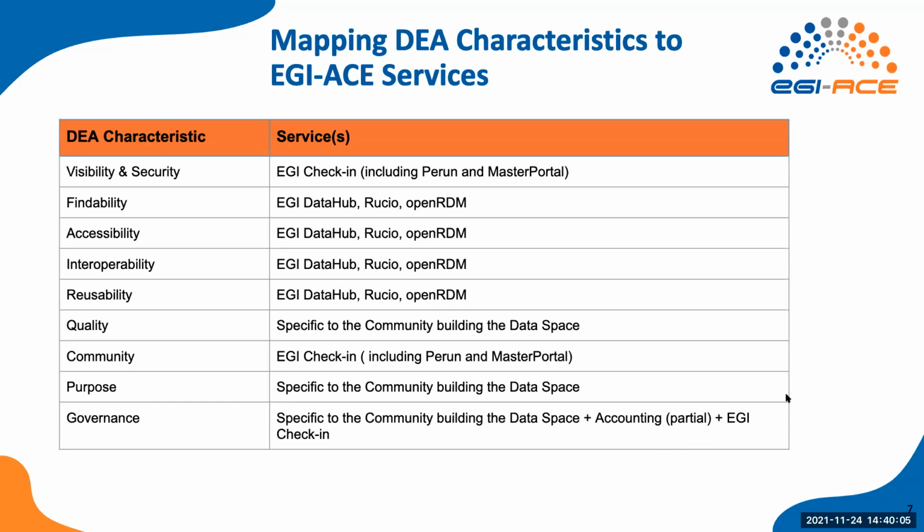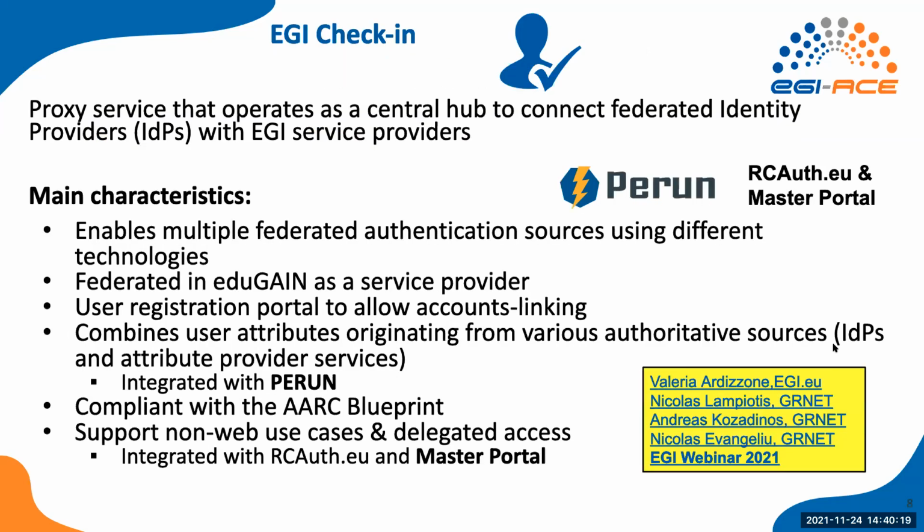So I said before, I'm going to explore a little bit 2 examples of services, which as I said here we are reporting: the check-in and the data hub. So the check-in service, you find for sure a lot of information about the service and more details in the webinar that we had some months ago in the AGI webinar series given by GRNet people and Valeria from AGI. It's a proxy service that operates as a central hub to connect related identity providers with the AGI service providers.